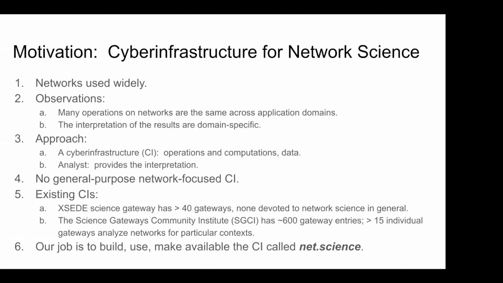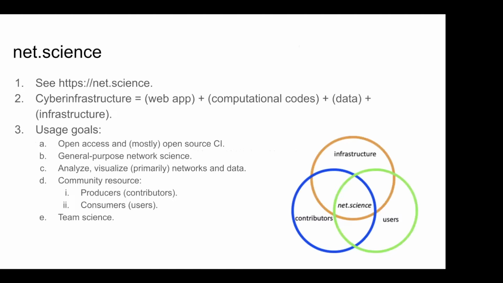Coincides has some 40 gateways or more, but none of them are devoted specifically to general purpose network science. And similarly for SGCI, there's about 600 gateways, and well over a dozen of them analyze networks for particular contexts. But again, we are trying to focus on a general purpose CI. Okay, and so the URL is shown at the top again.